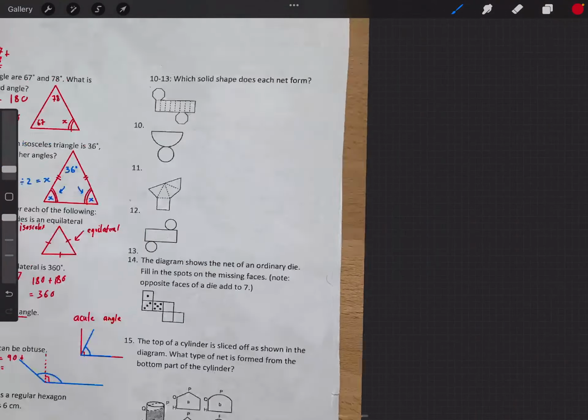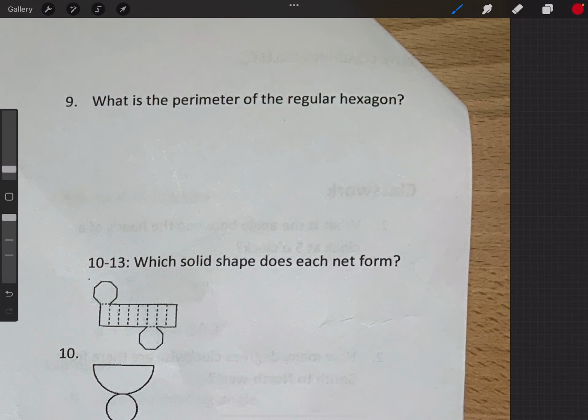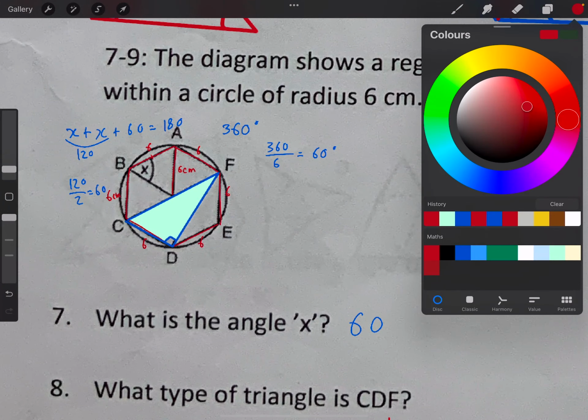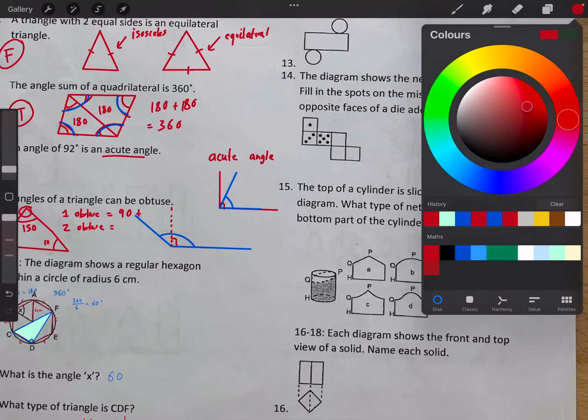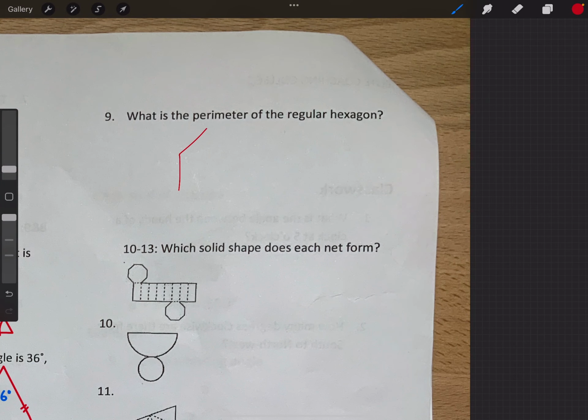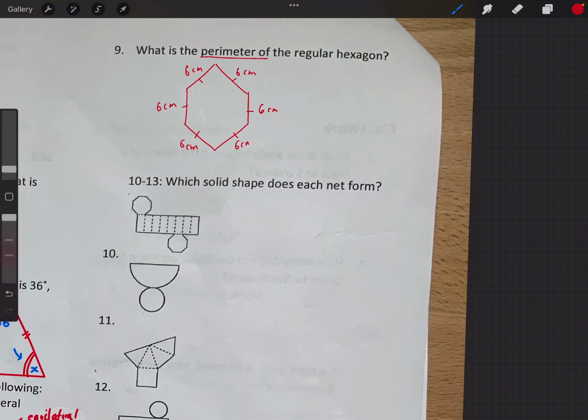Alright, next one. What is the perimeter of a regular hexagon? So what's the perimeter of this hexagon? Well, I'm going to redraw the hexagon up here. And I said that each side of this is 6 centimeters. So what's the perimeter? Perimeter just means you got to add all of the sides up. You can find that out.